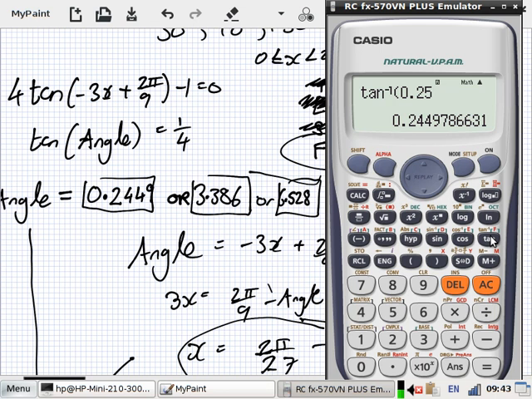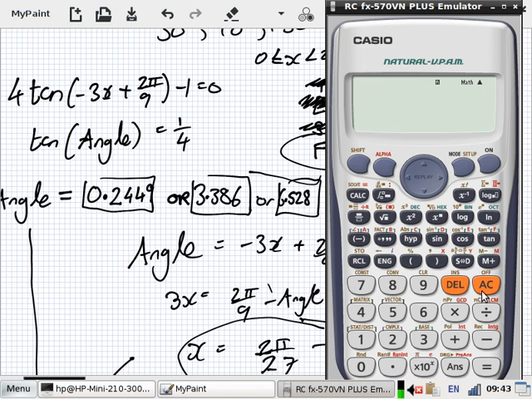Now, maybe you want to be more accurate, but you don't want to write all this down. You can store this in the letters A, B, C, D, E, and F. So if you type, where's my store button? Oh, there it is. So, shift, store, A. Now, that angle has been put into A. So watch, I'll do it again. Shift, store, A. So that number on the screen is now in A.